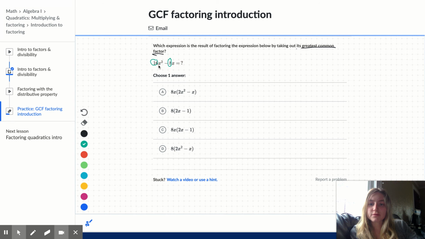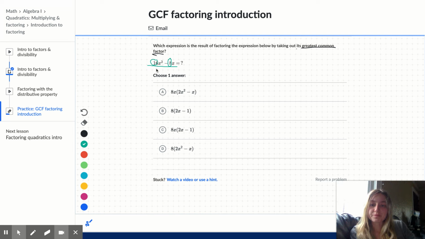The numbers in front of the x's, in front of the variables, are called the coefficients. So I'm going to look at the 16 and the 8. And I'm going to ask myself, what goes into both 16 and 8 evenly, the biggest number that does? So I'm going to start from the biggest number here. So I know that 8 goes into 8 evenly. So I want to ask if 16 also goes into 8, and it does. 8 goes into 16 twice.